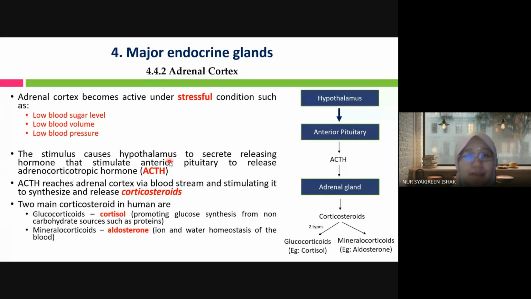So anterior pituitary, okay, releases the adrenocorticotropic hormone, ACTH. It goes to the adrenal cortex, causes these two hormones to be released: cortisol, which is glucocorticoids, and then aldosterone, which is mineralocorticoids. Okay. So ACTH reaches the adrenal cortex, bahagian luar. So bahagian luar adrenal gland tu it is made up of epithelial cells, okay, which is endocrine cells. So via bloodstream and stimulating it to synthesize and release corticosteroid hormones.